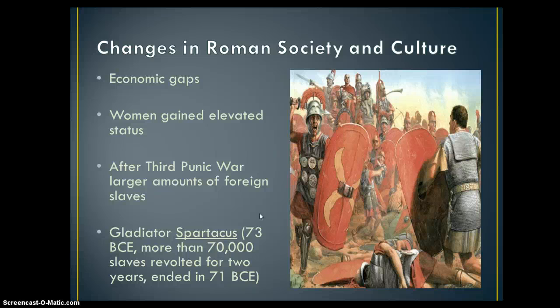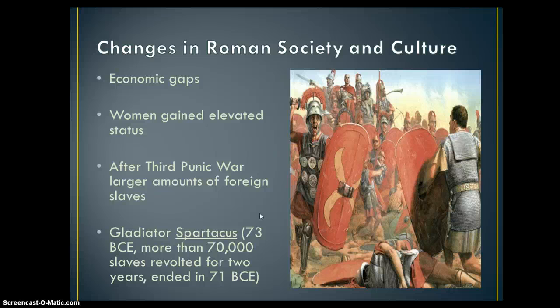But what we also see after the Third Punic War is larger amounts of foreign slaves, a glut of slavery. And there was a famous gladiator slave named Spartacus, which you may have seen in one of the old movies, where more than 70,000 slaves revolted for 2 years, but it was ended in 71 BCE. Slave revolts have happened in all history. The one successful one that we can note is the Haitian Revolution, which is for another topic, but that's the only slave revolt that I believe was ever successful.